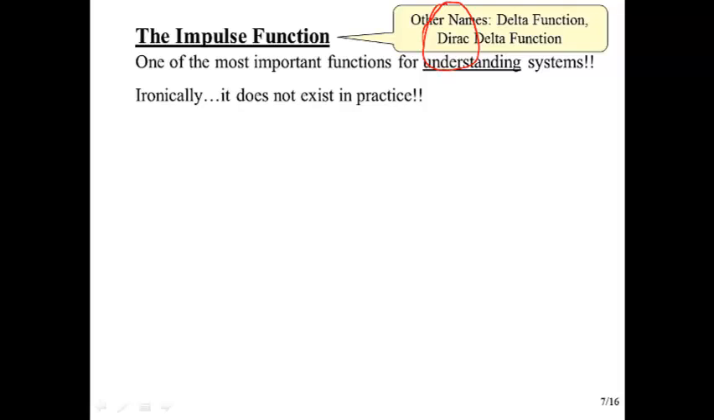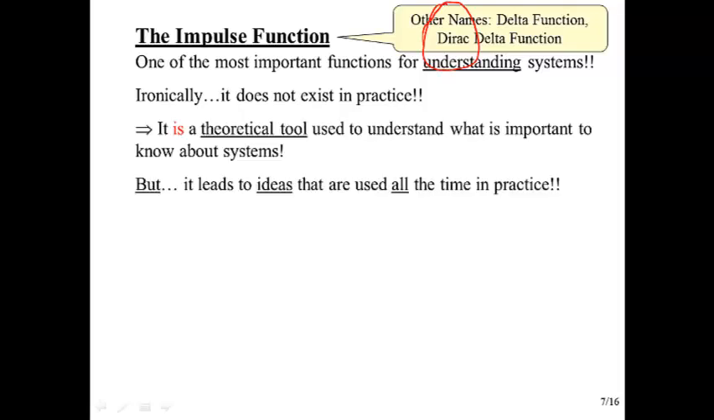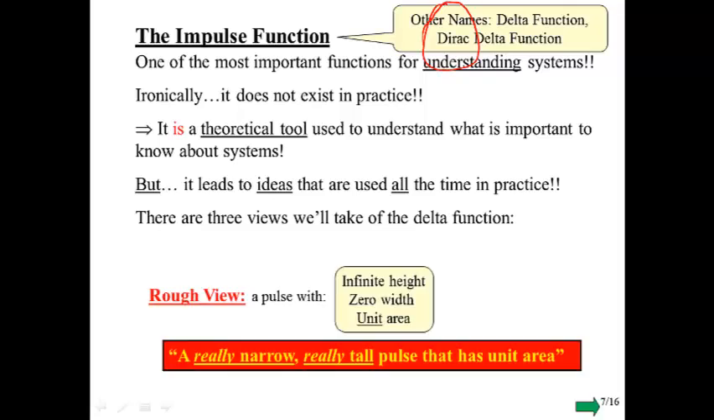Now, ironically, this is a theoretical function, not something that actually exists in the real world, but yet it's one of the most important functions for you to know about, because it's a tool that allows us to understand and mathematically characterize systems. But we use it all the time when we think about real world things. So our rough view of what this thing is: it's a really narrow, really tall pulse, but it still has unit area. So even though it's really tall, we make it really narrow so that the product of really narrow times really tall stays equal to 1.